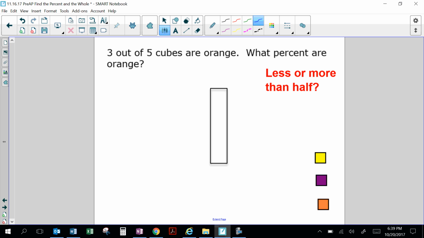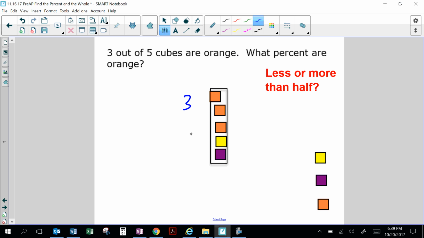So what you're going to be doing today is you're going to be given cubes. You're going to be answering these questions. So it says 3 out of 5 cubes are orange. So we have 3 orange cubes, and the rest is 2. What percent are orange? Well, many ways to solve this.